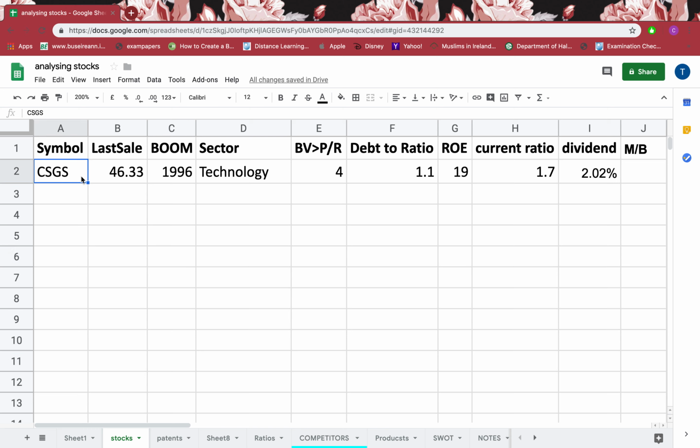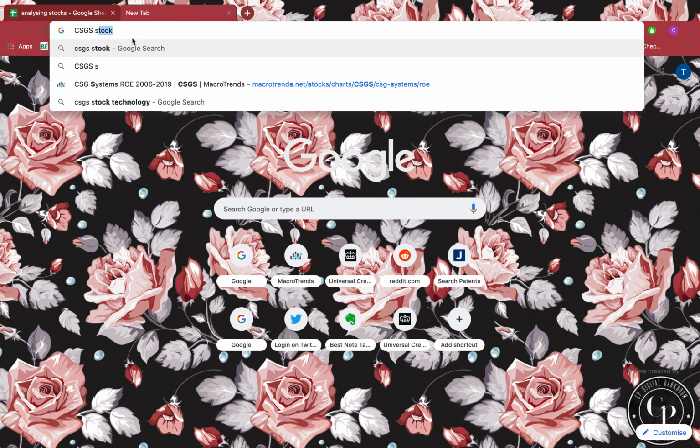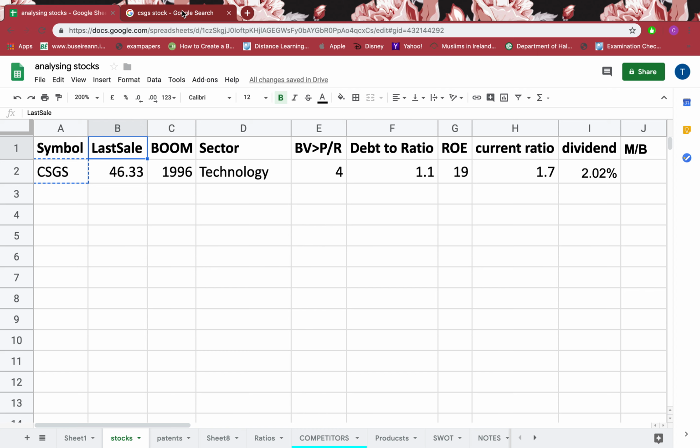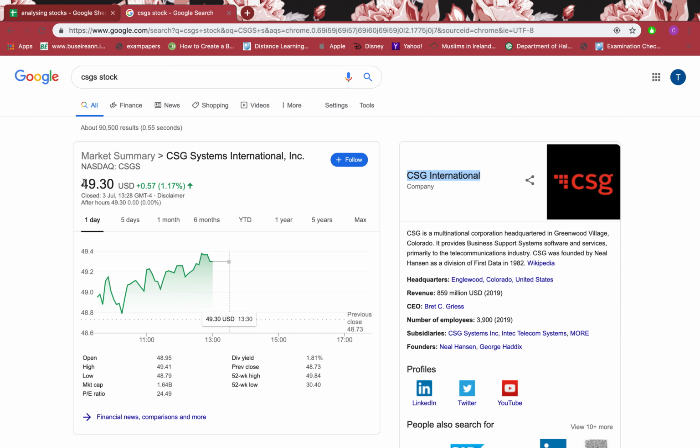Okay, in this tutorial, I'll be going through the stock with the symbol CSGS. Let's go together. I'll just copy that and paste it and write "stock" beside it. And you can see the name of the stock, the company and everything. If I want to buy the stock right now, I can just see from Google.